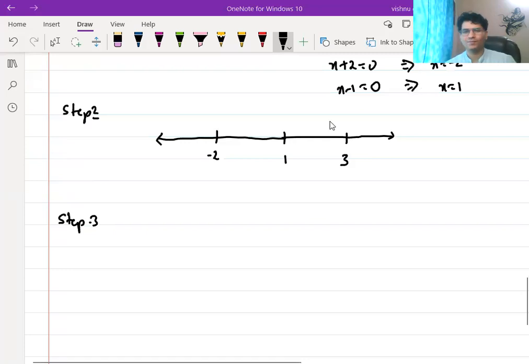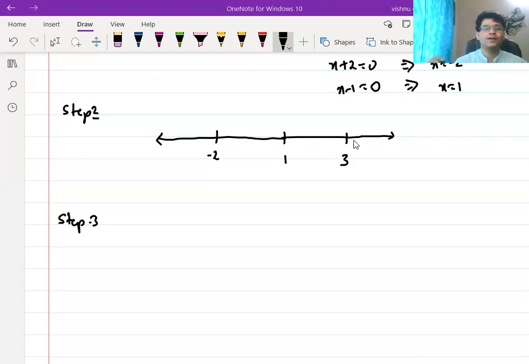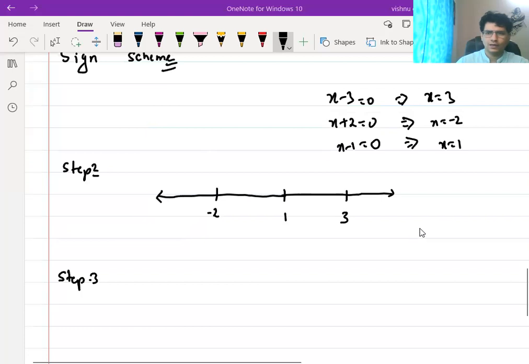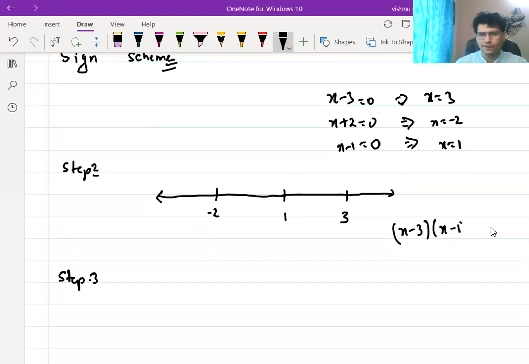So see this. If you take any value which is greater than 3, any value, take 4. I'll just write the equation over here for your comfort. Take any random value greater than 3. Take 4. 4 minus 3, positive, negative, tell me.